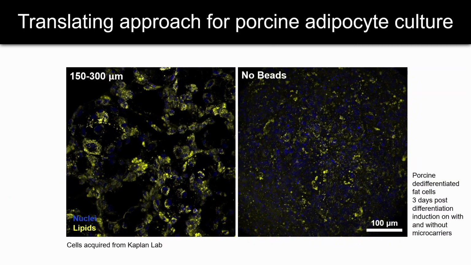We're also translating this approach using porcine adipocytes. So thank you very much to the Kaplan Lab for generously providing these cells to begin working with. These studies are in the preliminary stages, and so we can't do any comparisons just yet. But I'd like to highlight that we were able to form spheroids with these cells, which was very exciting. And also just noting the amount of lipid accumulation that we're seeing in these porcine adipocytes within 3 days. So I'm sorry to leave you all with a cliffhanger there, but hopefully this will be published soon.